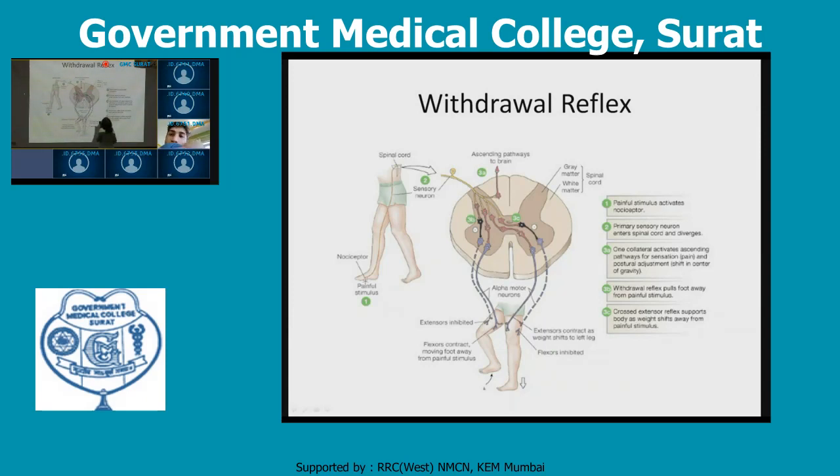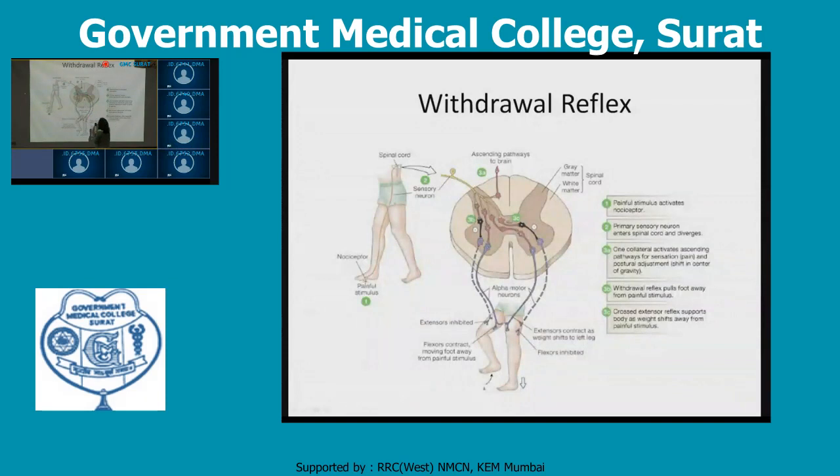This withdrawal reflex pulls the full foot away from the painful stimulus, and the crossed extensor reflex. This is because of the extension of the other limb, that is this pathway, which is also known as the crossed extensor reflex, which is initiated along with this. This is the flexor reflex and this is the crossed extensor reflex. So there are two reflex activities involved with the withdrawal reflex.